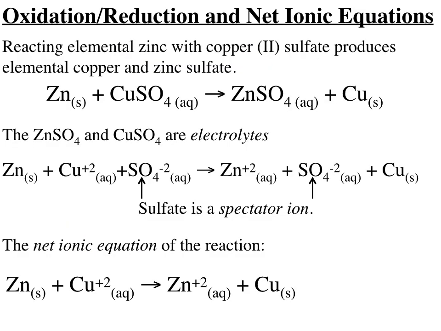Let's review the representation of a chemical reaction that we know as the net ionic equation. Suppose we have this particular reaction occurring. I have elemental solid zinc with copper 2 sulfate dissolved in water, and spontaneously, if you drop solid zinc into copper 2 sulfate, what occurs is the formation of zinc sulfate dissolved in water and elemental copper.